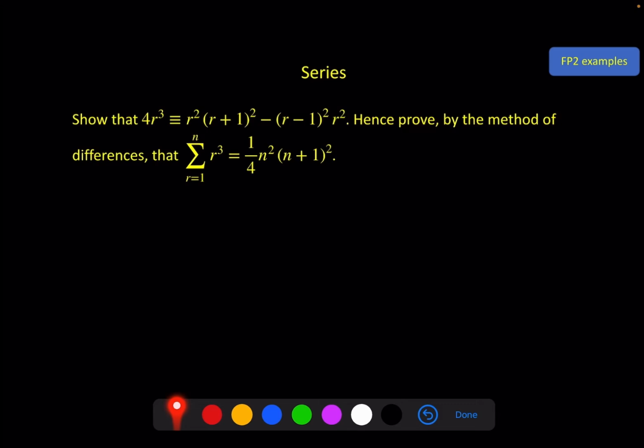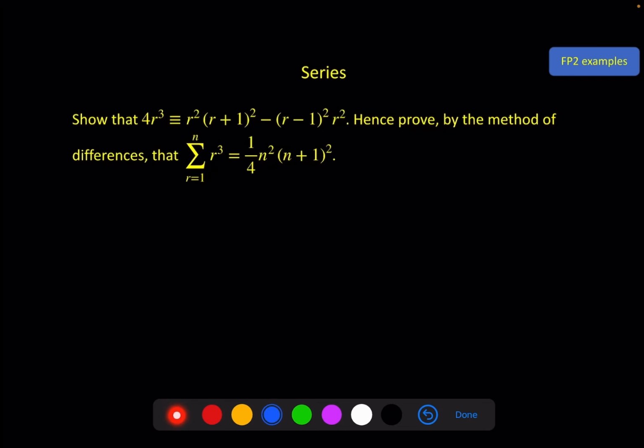It's not uncommon in questions like this for them to get you to show the relationship that you're going to use first, or like we had in the starter question, find it using partial fractions, and then use it to find the thing that you actually want, the sum. So we're going to do that. We're going to show first of all that 4r cubed is equivalent to this expression. And that's actually really difficult doing it that way around, showing that this is equivalent to this. It's actually going to be much easier to start with the complex expression here, simplify it, and show that it will give you this. So that's what I'm going to do.